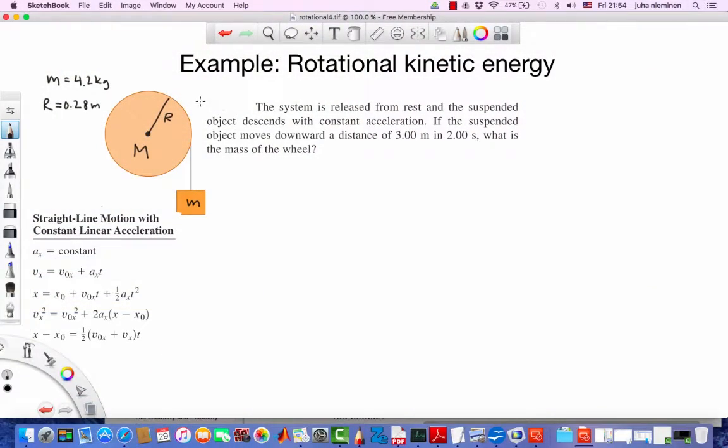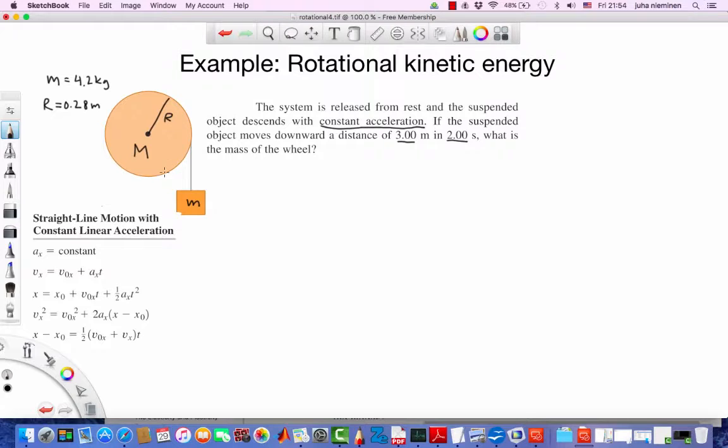Here we have a system of a mass that's been wound by a rope around a pulley or a wheel, to be more exact. When this mass is released, it falls 3 meters in 2 seconds with constant acceleration. We would like to know, what is the mass of the wheel, the capital M?